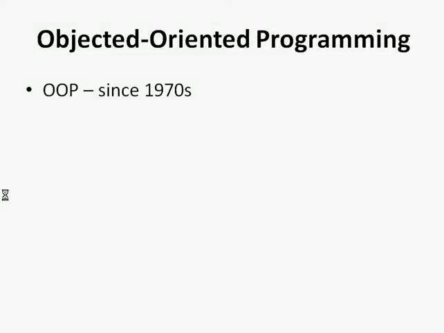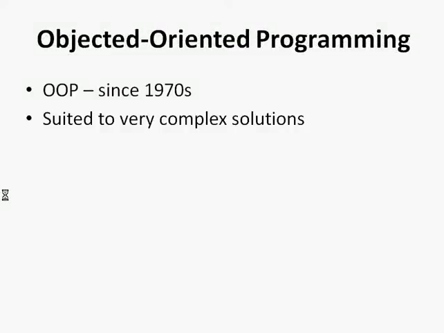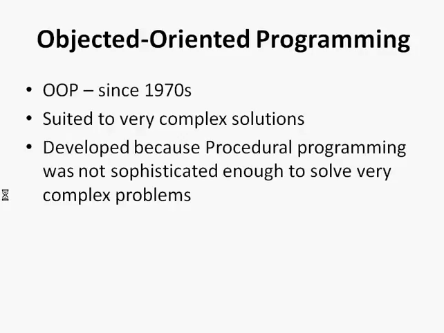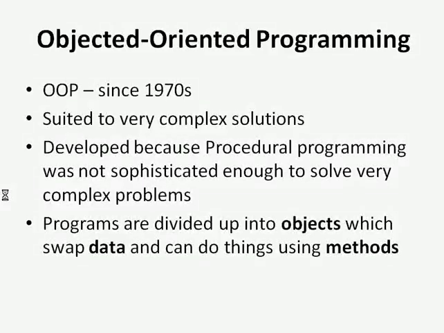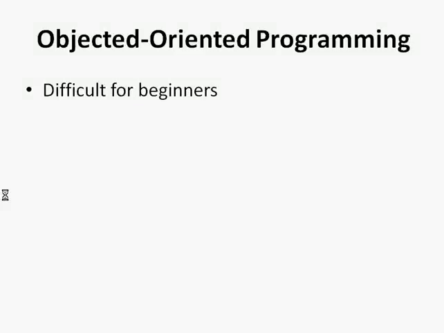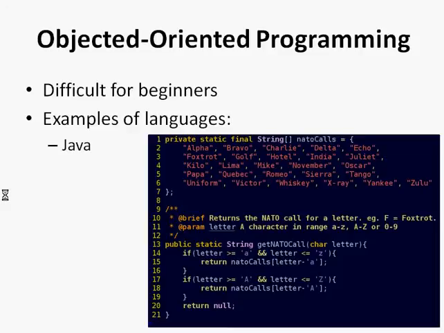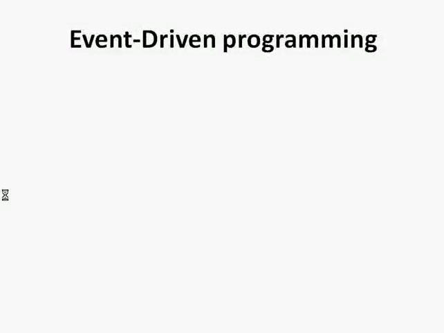Object-oriented programming has been around since the 1970s. It's suited to very complex solutions. It was developed because procedural programming was not sophisticated enough to solve very complex problems. Programs are divided up into objects, which will swap data and can do useful things using something called methods. It can be very difficult for beginners to learn OOP. Examples of OOP languages might be Java, that might look a bit like that, C++, Smalltalk.